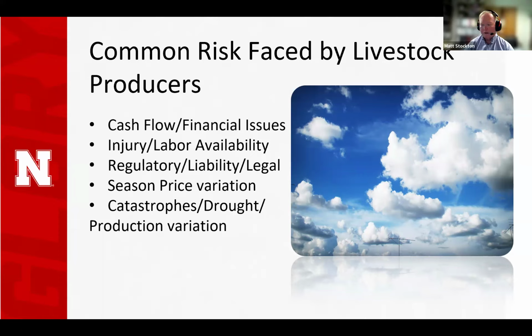And then, of course, there's droughts and catastrophes. And then, obviously, sometimes you've got cattle that are out there, and for whatever reason, they just don't do well this year, and your calf weights are down and your costs are up. And so there's a lot of production variation. And these are all risks that livestock producers face. And so as a result of that, the insurances we're going to talk about are going to help do that.